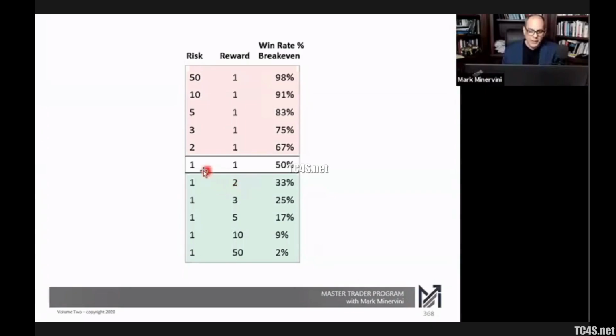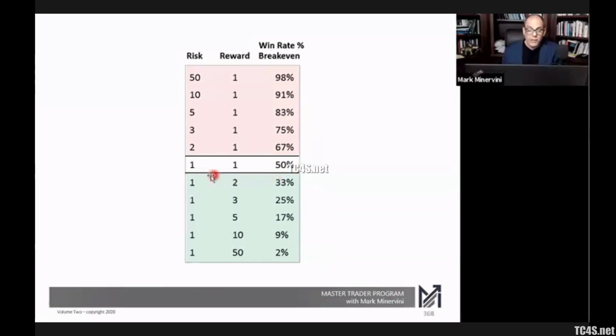So if we look right here, if you're getting 1-to-1 and you're 50% correct, what does it take to break even? What win rate do you need to break even? Well, 50-50 will break you even. Of course, if you had commission, you would lose. But without any kind of commission, we're talking about 50%, 50-50, you break even at 1-to-1, obviously.